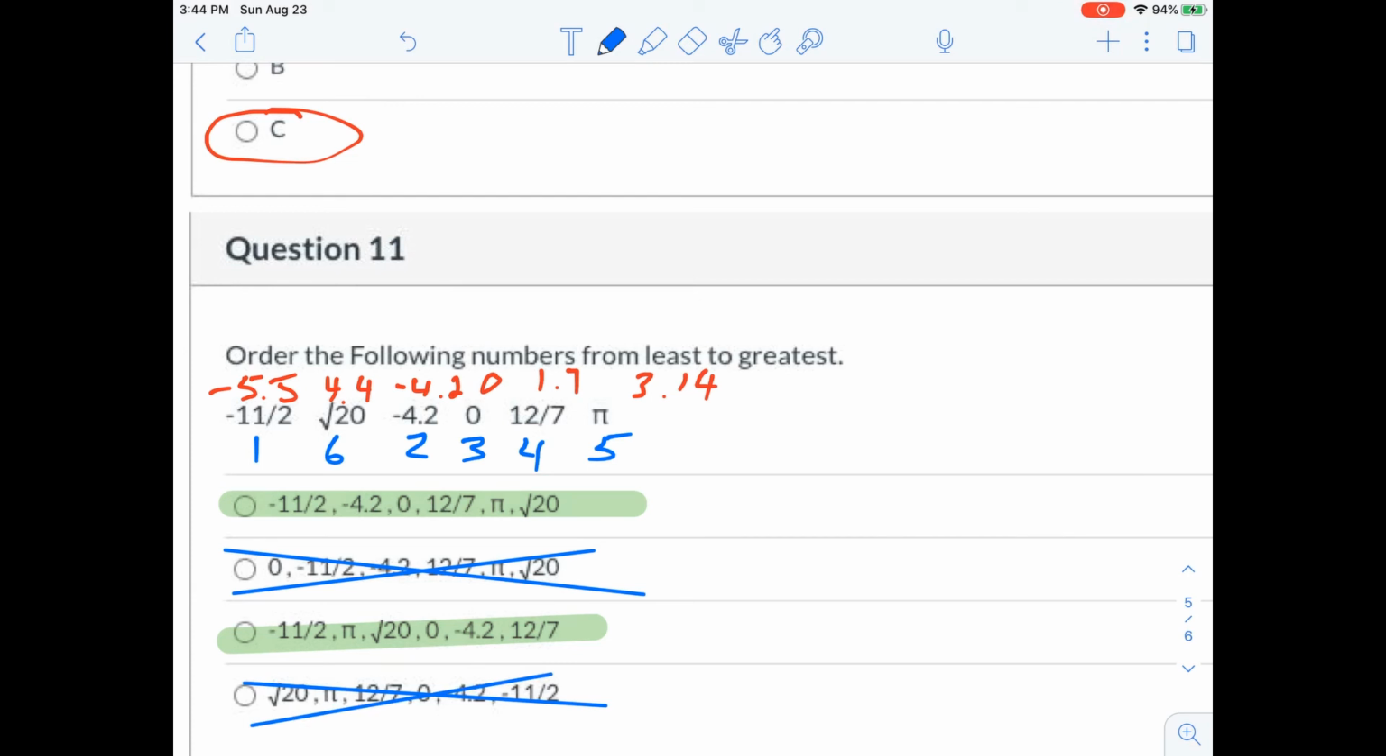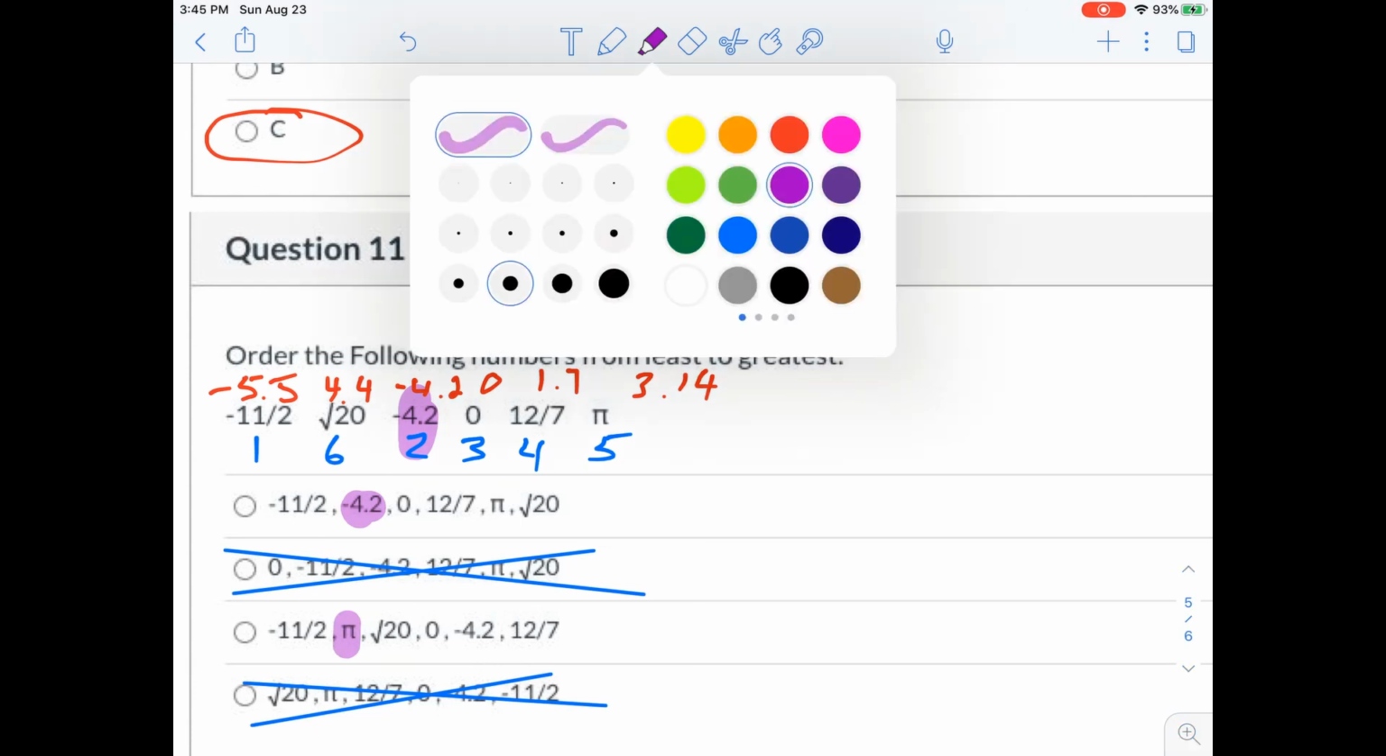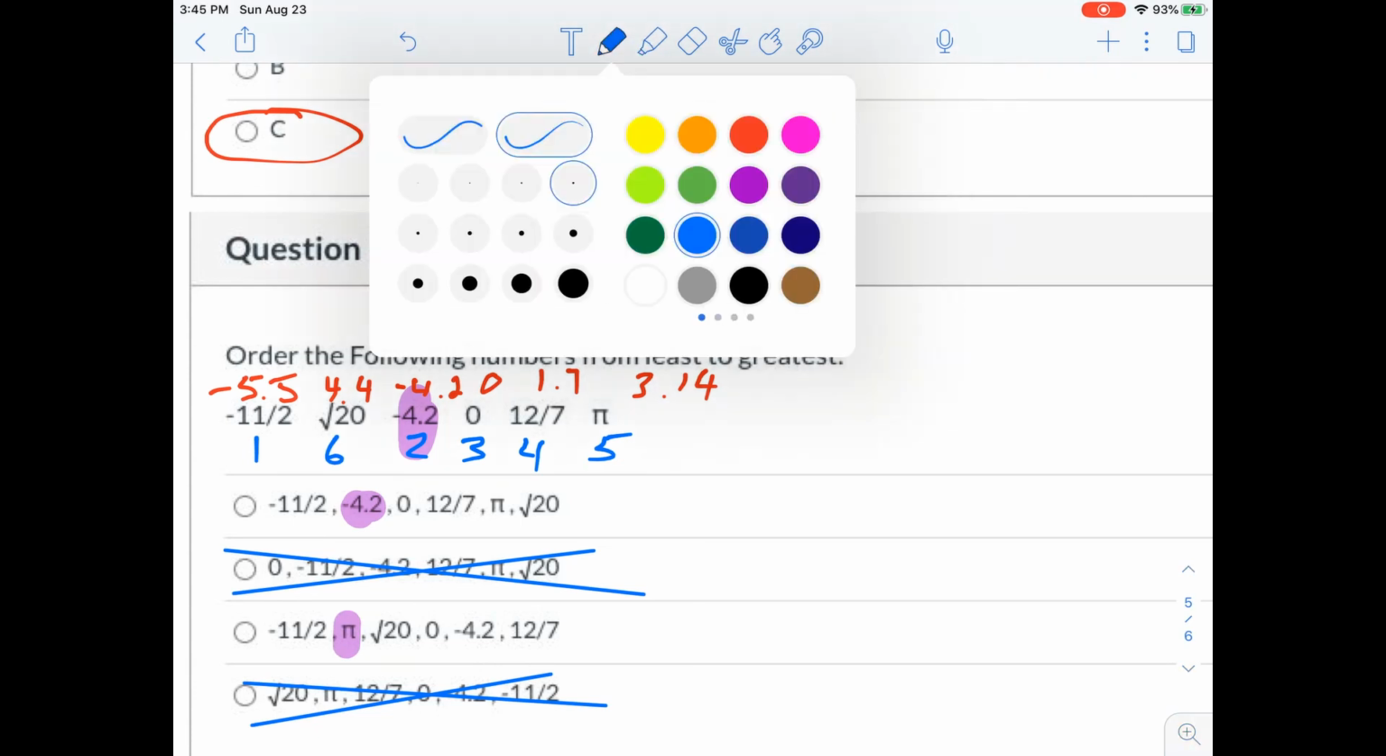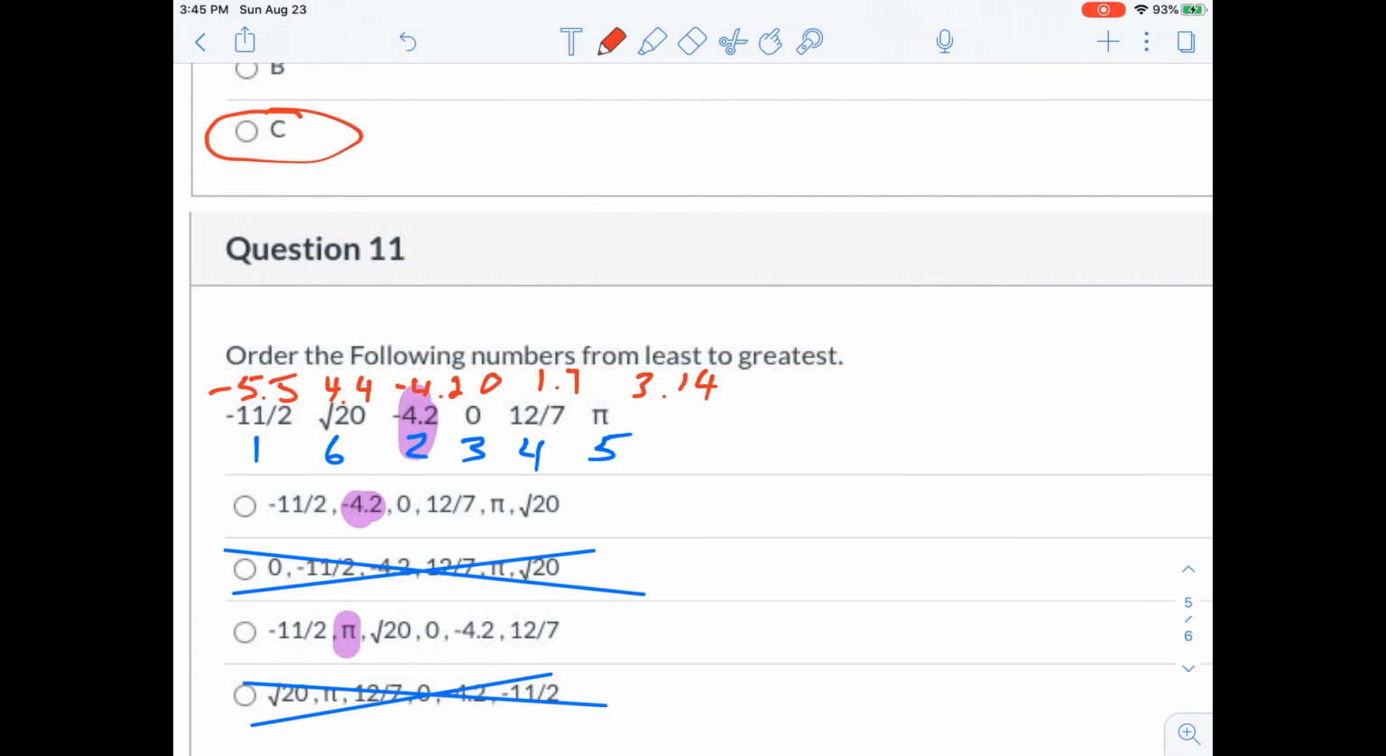The next thing I got to look for, well, the next part was, it said negative 4.2 was second. So looking at these two that I have left, the second number is negative 4.2 on A. So A would be my answer. A is my answer because for this one, pi is not second.